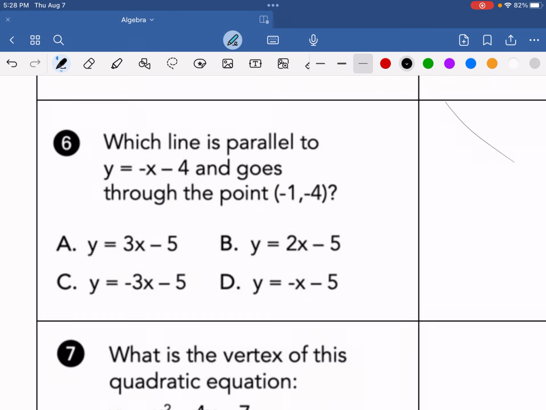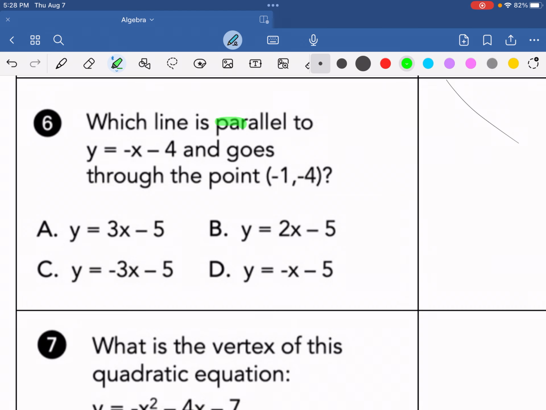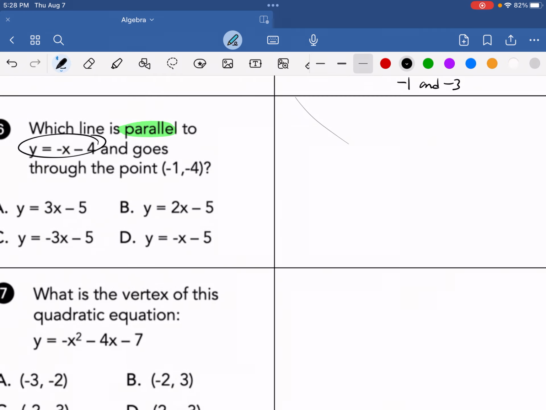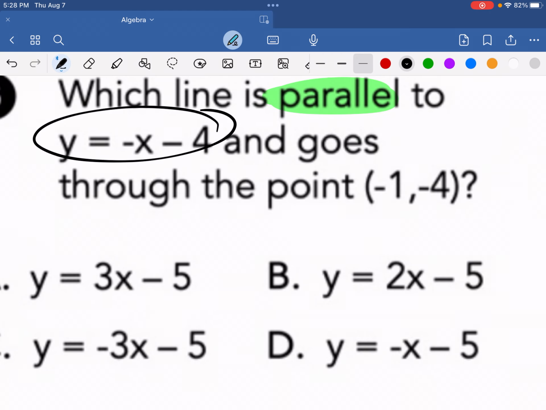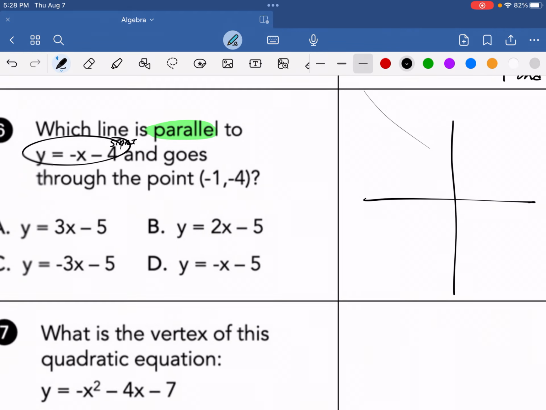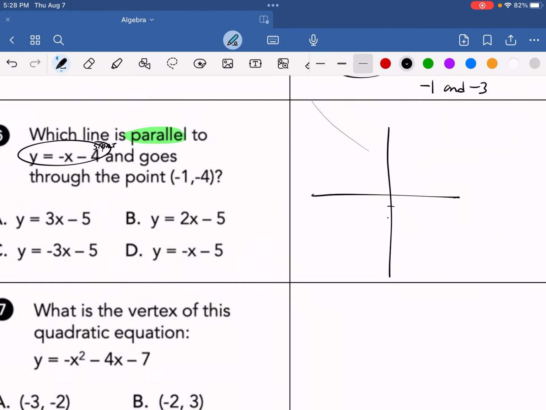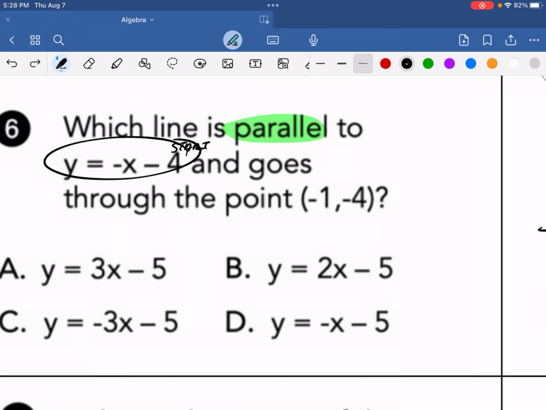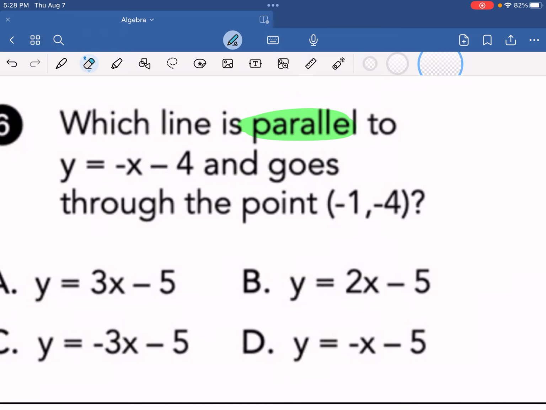For number 6, what line is parallel? So we have to know what parallel means. It means that when you draw this line, so we can draw a sketch of it. Okay, negative, so where does it start? It starts at -4 on the y-axis, so I'd be 1, 2, 3, 4, so like here. And then the slope of it is the number in front of x.